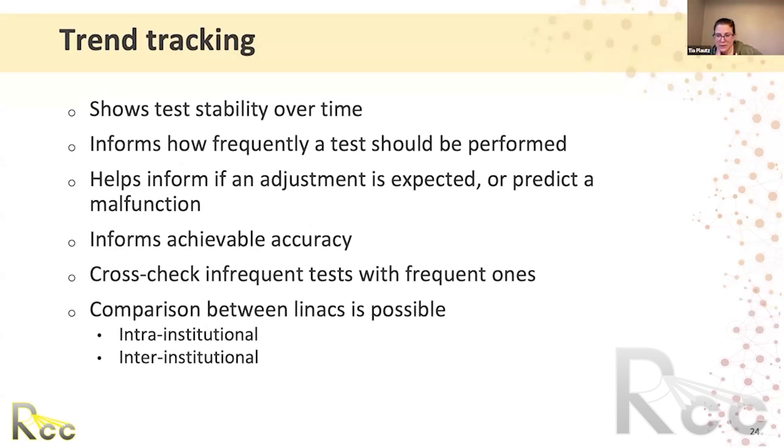It also informs you on how frequently a test needs to be performed. So, for example, if you have been testing the couch position accuracy once a month for 2 years and it has never failed the test, maybe it's reasonable to reduce the frequency of that test to once every quarter or maybe twice a year.